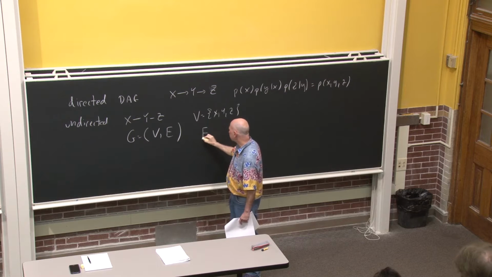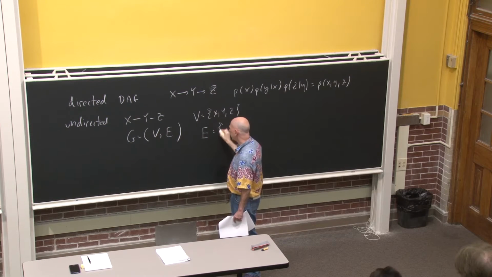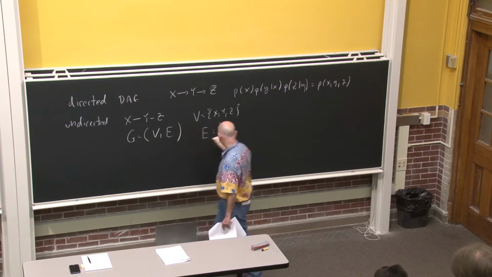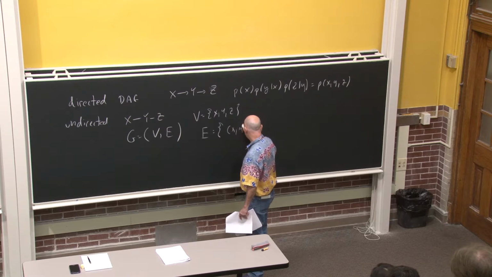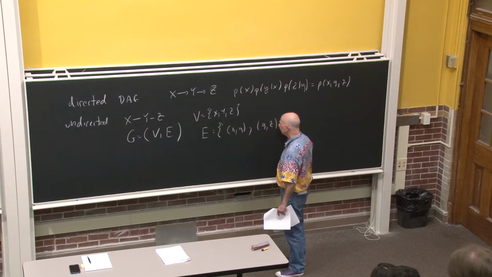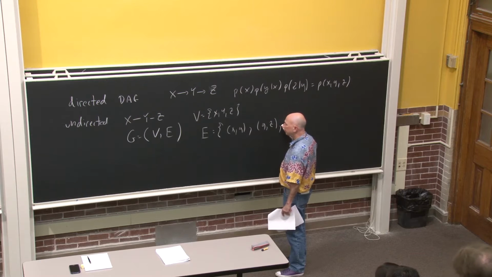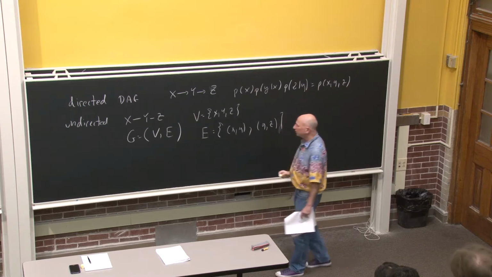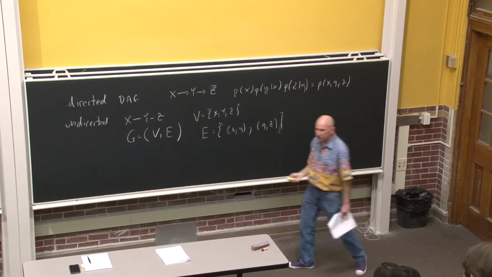I could represent it as a set of pairs. So I could write it as, well, there's an edge between x and y, there's an edge between y and z, and there's an edge between, well, that's it, right? That's just two. Or you can think of it as an adjacency matrix.